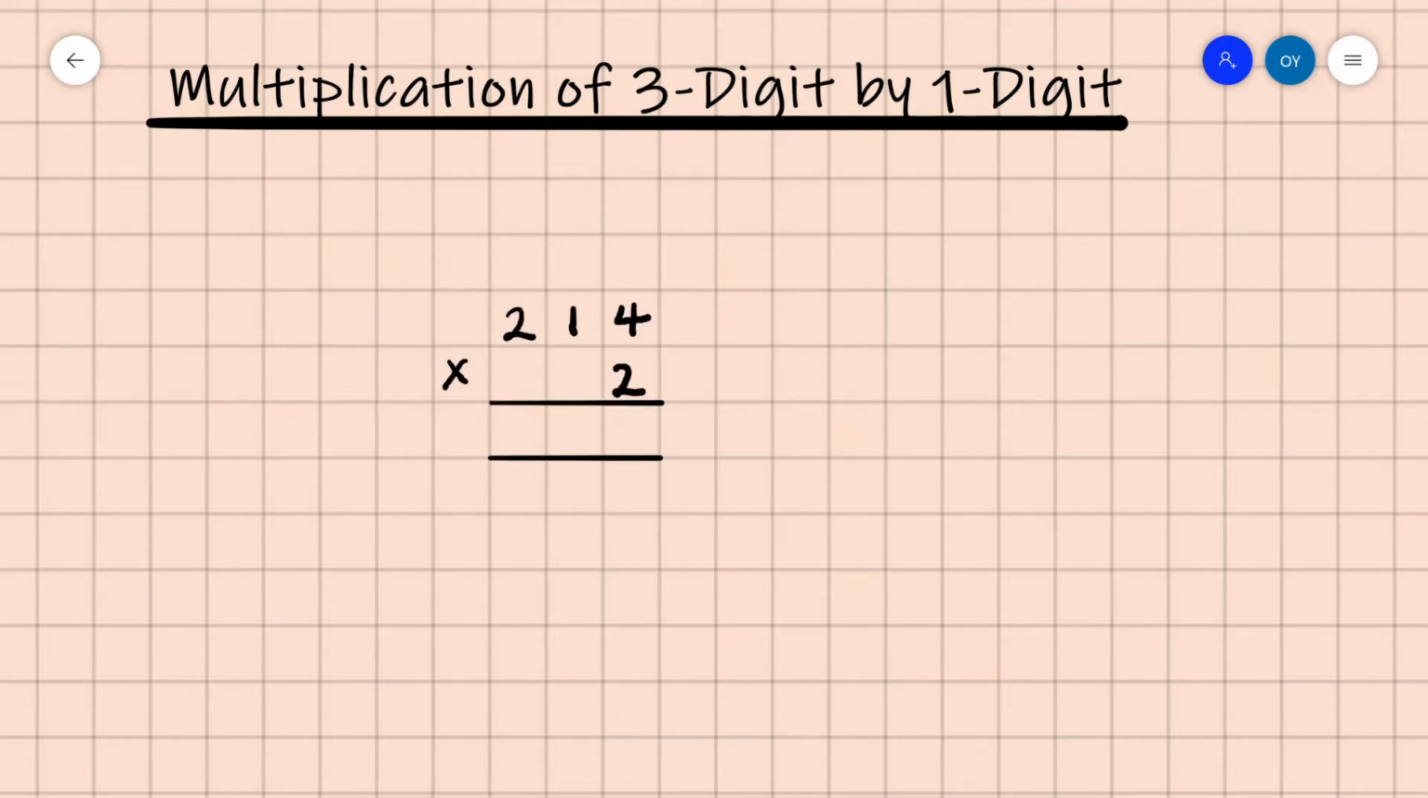So the first example is 214 multiplied by 2. The first step is 2 times 4, that is 8. 2 times 1, that is 2. 2 times 2 is 4. So 214 multiplied by 2 is 428.